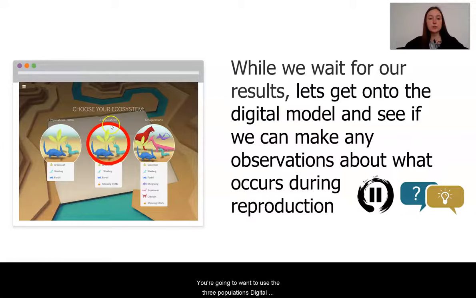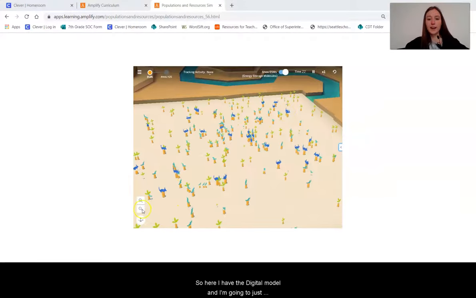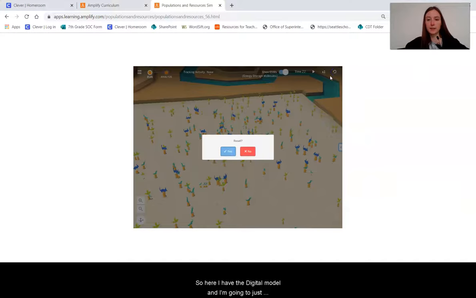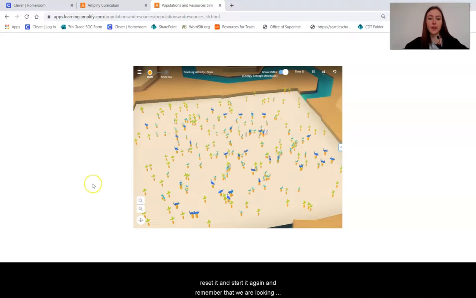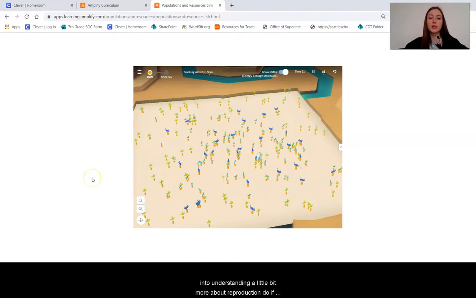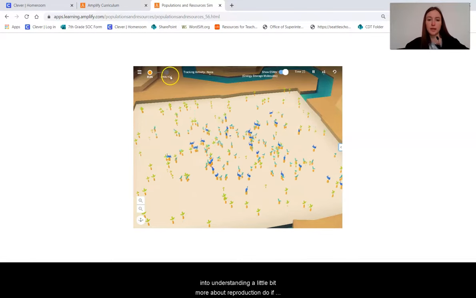You're gonna want to use the three populations digital model with energy storage molecules, which is in the center. So if you have access, go ahead and pause, see if you can work with someone and talk about what you're observing. If not, follow along with me. So here I have the digital model and I'm gonna just reset it and start it again. And remember that we are looking into understanding a little bit more about reproduction.